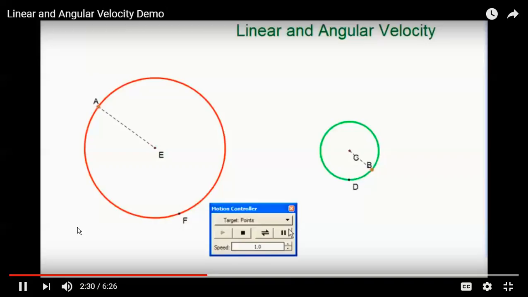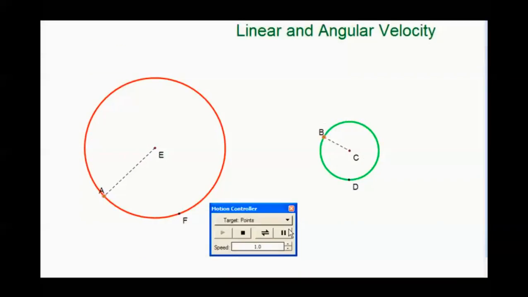Going through more degrees per second than point A. In fact, we can say that point B is going to complete more revolutions around its circle than point A will in the same amount of time. The angular velocities are very different now for these two circles, whereas the linear velocity, as we can see, is still the same for both.